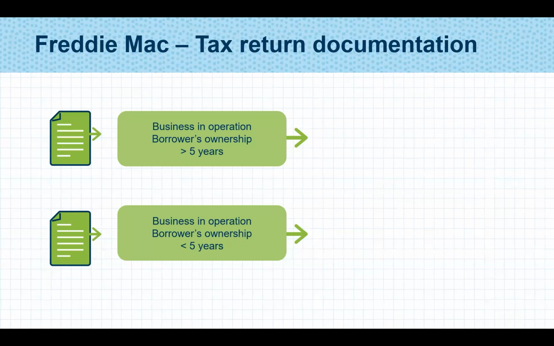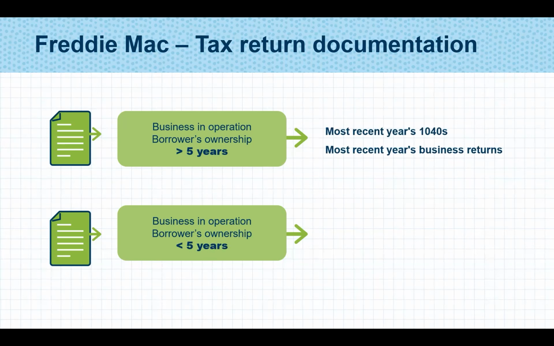So for Freddie Mac, it's all about how long the business has been in operation and how long the borrower has had ownership in that particular business. With a Loan Product Advisor approval, if the business has been in operation and the borrower has had ownership for 5 years or more, then the most recent personal and business tax returns are needed.